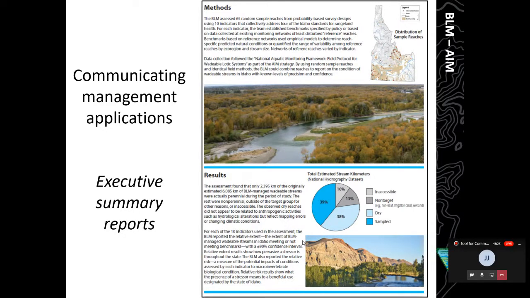We also have some key results that are found in the executive summary. For example, the latest Idaho report was pretty interesting in that it showed that approximately 40% of the streams identified as perennial on the National Hydrography Dataset, which is what we use to pull our probabilistic sample design from, were actually perennial. So this reflects some significant mapping errors.